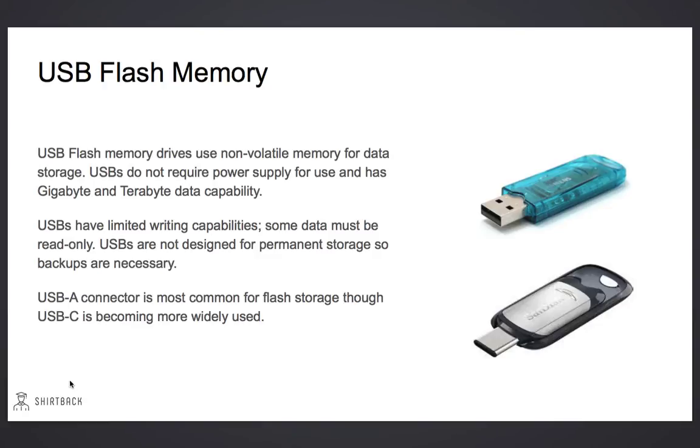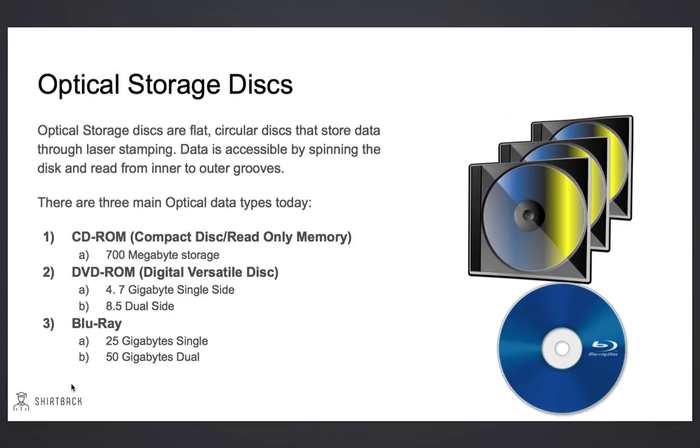The most common flash storage USB connector is USB-A. An example of USB is the flash drive on the top. However, USB-C is becoming more widely used. That is the flash drive here on the bottom. USB-C is different because its connector is what's called asymmetric. We can plug it into the slot either way.